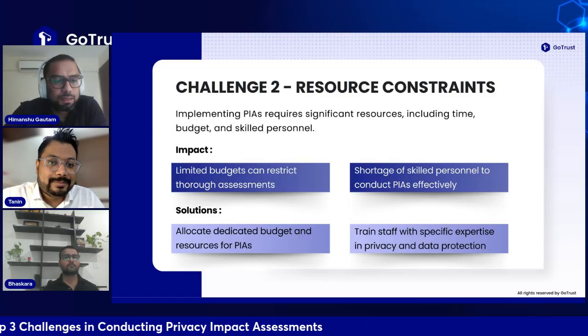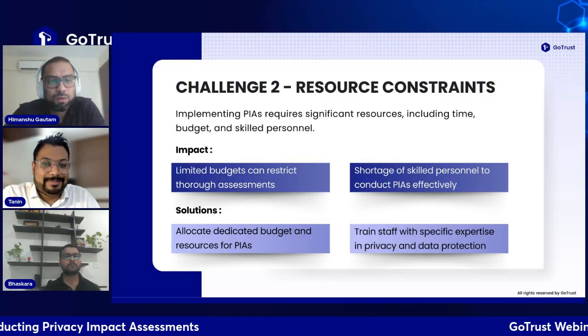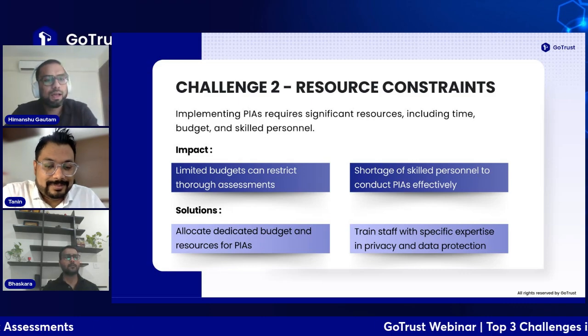Okay, perfect. Bhaskara, any thought process, any inputs on this point? How do you manage the resource cost?